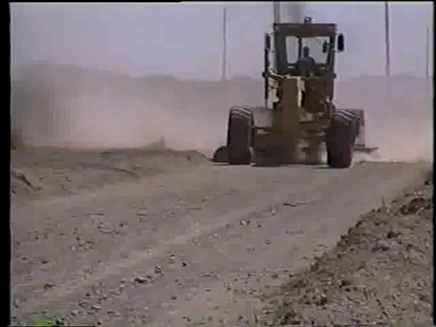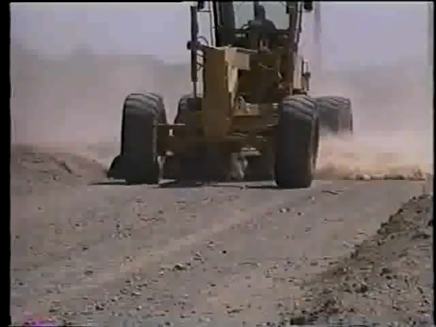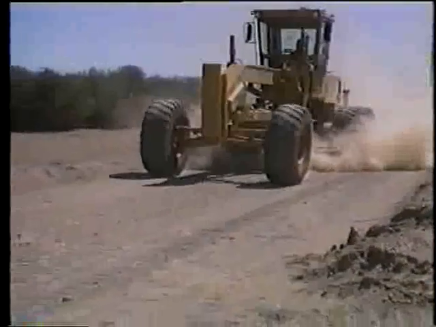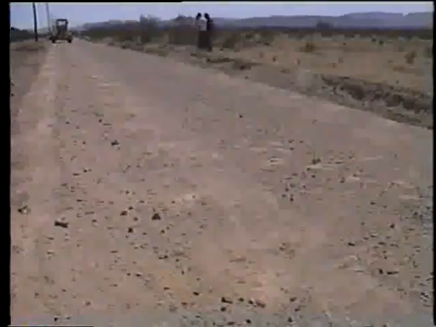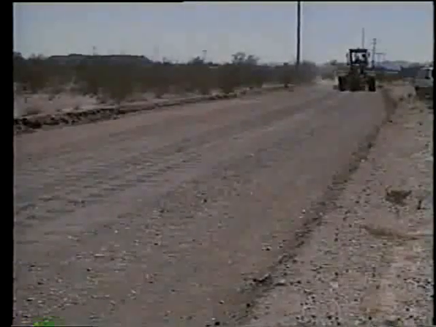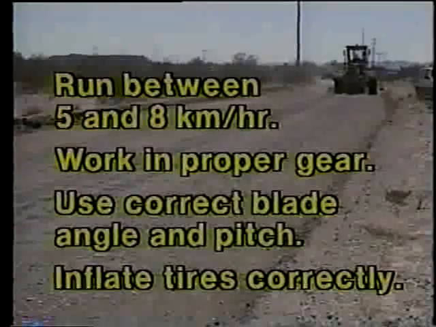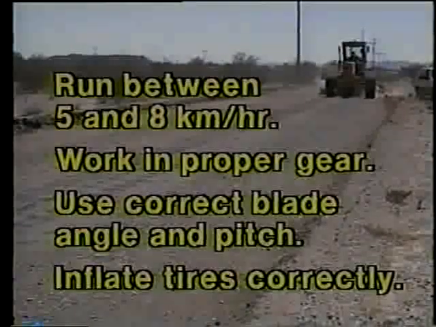Finally, improper motor grader operation during routine maintenance can lead to the formation of corrugations too. Operating too fast or in the wrong gear produces machine oscillation that causes the blade to leave ridges in the surface. This type of corrugation is easy to detect because the ridges are diagonal, matching the blade angle. To avoid making them, grader operators should run between 5 and 8 kilometers per hour, work in the proper gear, use the correct blade angle and pitch, and inflate their tires correctly.